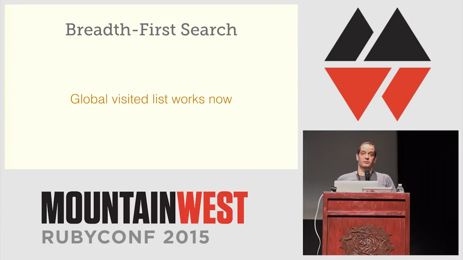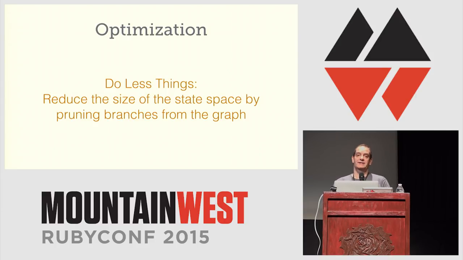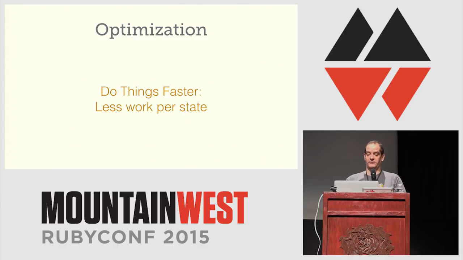The global visited list is one form of optimization, but really there's three kinds of optimizations we can do. One is to do less things. We want to somehow try to reduce the size of the search space. Another is to do things faster, and this is what most people think of with performance optimization, where you're just trying to speed things up, speed up your code, make it run faster, run a profiler, just less work per state.